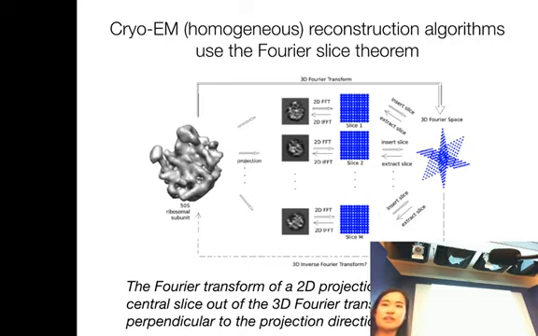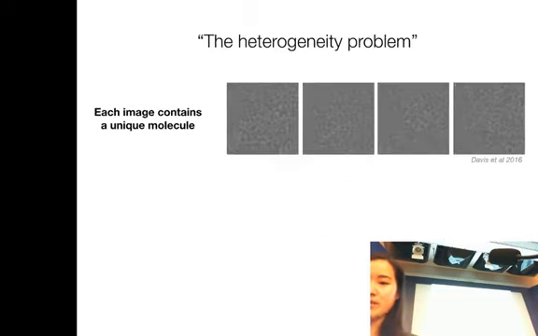And so this suggests a method for reconstruction. Given a bunch of images, if we knew their orientations, we could just take their Fourier transforms, insert these slices at their particular orientation in the three-dimensional Fourier transform, build up this three-dimensional Fourier transform, and then take the inverse FFT to get your real space volume. And so this works well in the homogeneous case. Traditional reconstruction algorithms use the Fourier slice theorem.